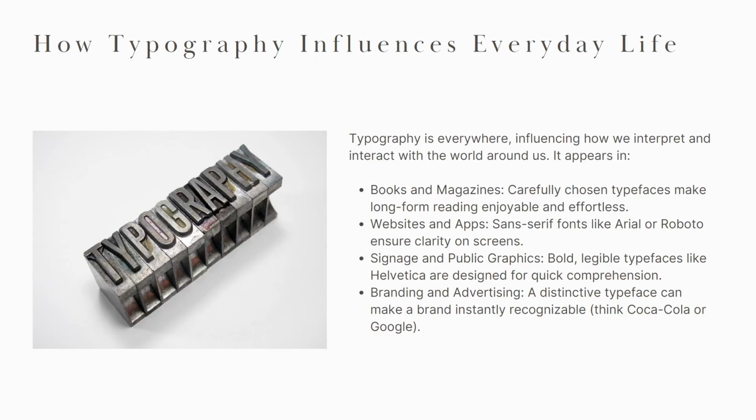And how does this influence our everyday life? Type is everywhere that we're looking, whether we're paying attention to it or not. It's in our books, our magazines, our newspapers, the websites we look at, the apps we use, signs, billboards, anything in the public graphics like posters. It's also in our branding and advertising. This is our Coca-Cola or our Google. It's everywhere, whether or not we are paying attention to it.